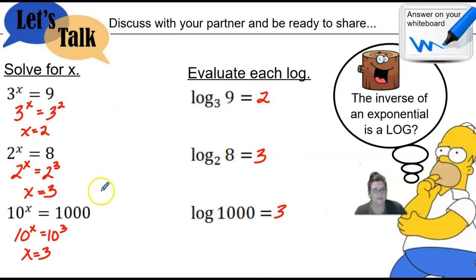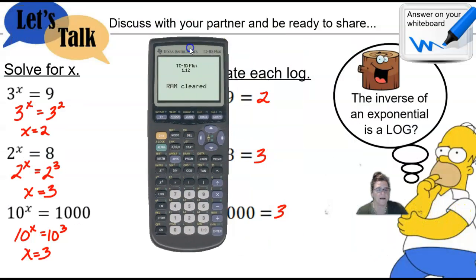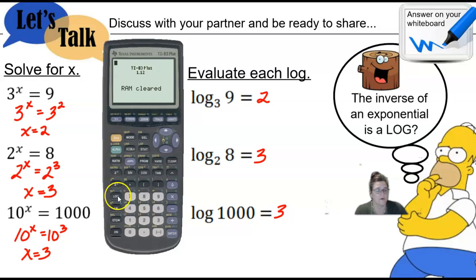Okay, out of these three log problems, only one of them can be evaluated in the calculator. Your calculator has a button right here for the log, but that button is a common log. So notice there's no place to put a subscript here, so the log of 1,000, when I press enter, that's asking what is the common log of 1,000, and the answer we get is 3.